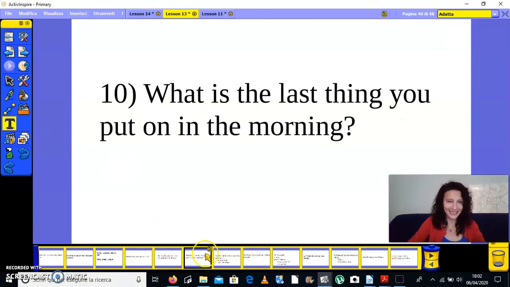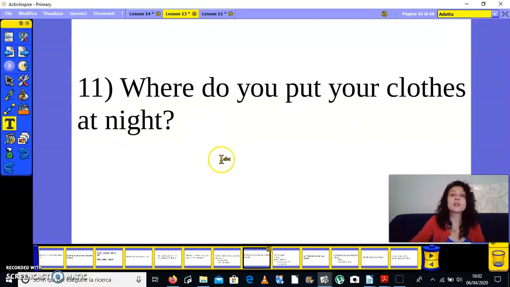Then let's see. Question 10. What is the last thing you put on in the morning? If it's winter, the last thing I put on in the morning is my coat or my shoes. If it's summer, maybe just the shoes. And now question 11. Where do you put your clothes at night? Tonight, I usually put my clothes on my chair or in the cupboard or on the desk, I don't know.